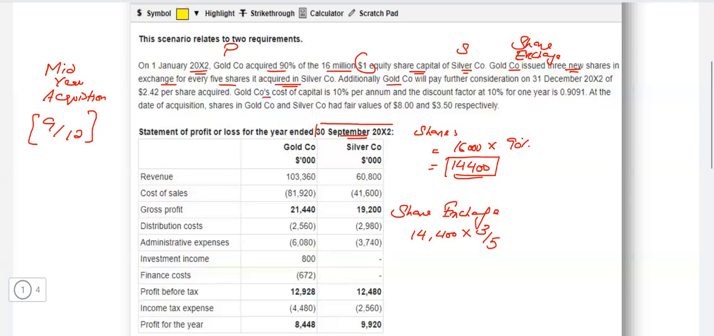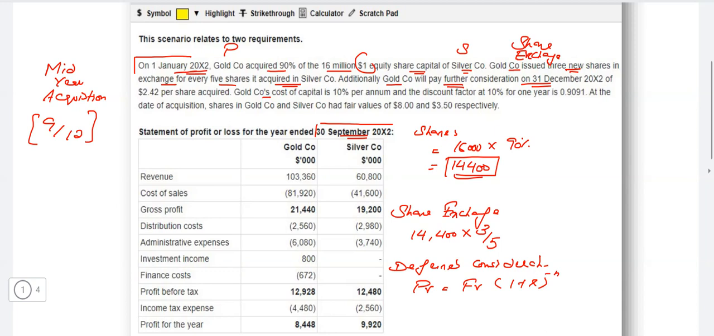Additionally, gold company will pay further consideration on 31st December 20x2. They have acquired the company on 1st January 20x2, and they will be paying further consideration on 31st December 20x2, that means after 1 year. So this is deferred consideration. As we have studied in the consolidation, if the parent company will be paying in the future, this is known as the deferred consideration. And we have a formula for it: present value equals the future value times (1 plus r) raised to power minus n.